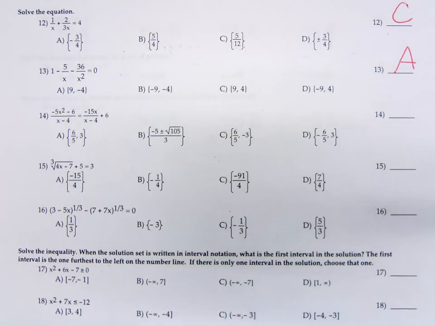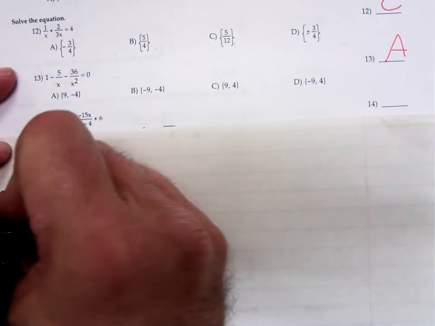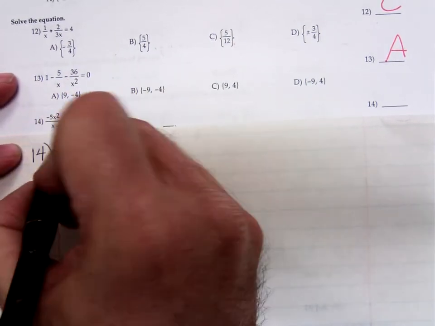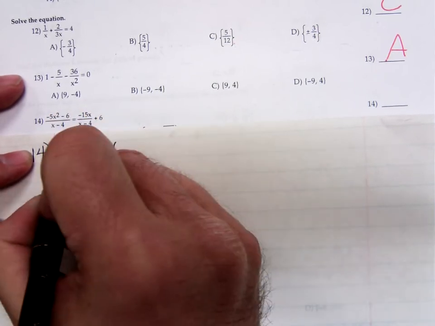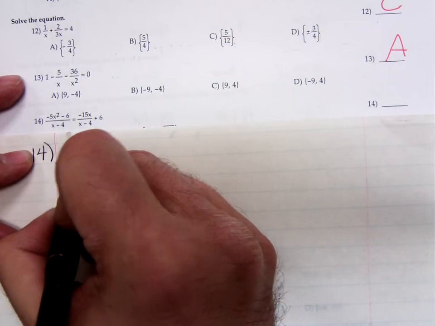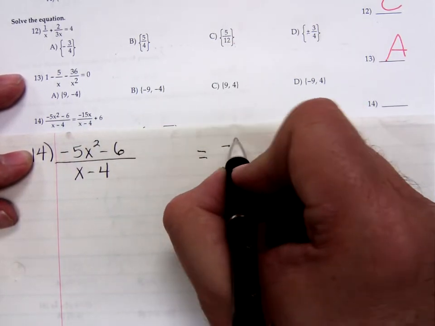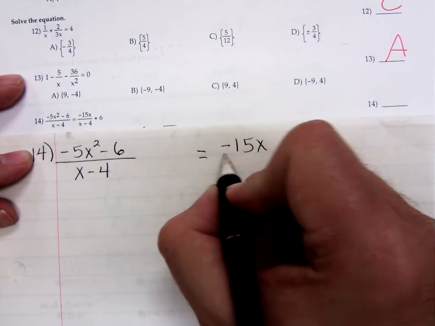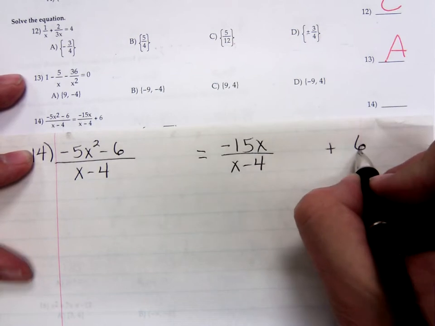Continue on. Problem number 14. Write that one down. It's problem 14. Negative 5x squared minus 6 all over x minus 4 equals negative 15x over x minus 4 plus 6.